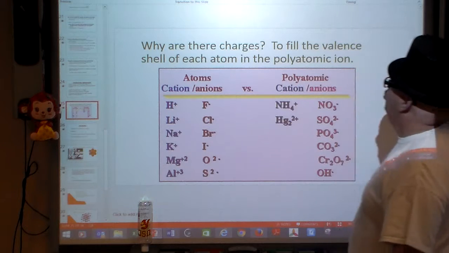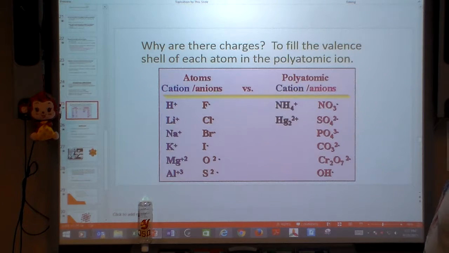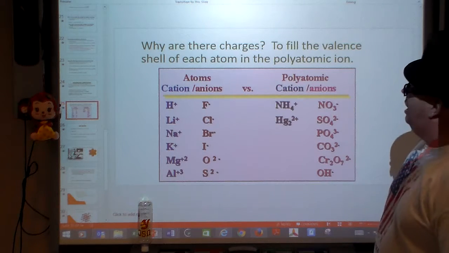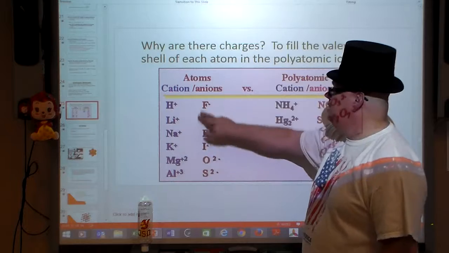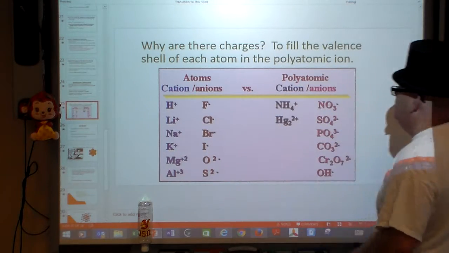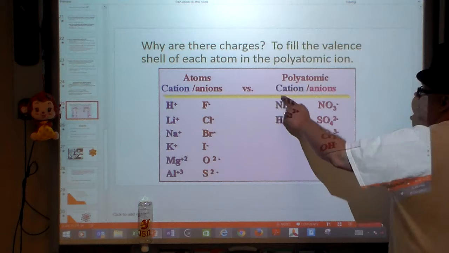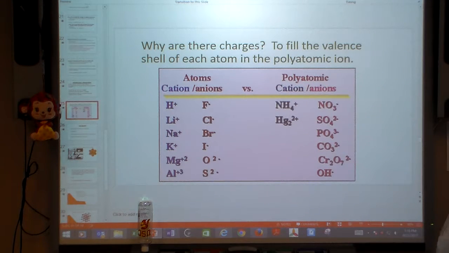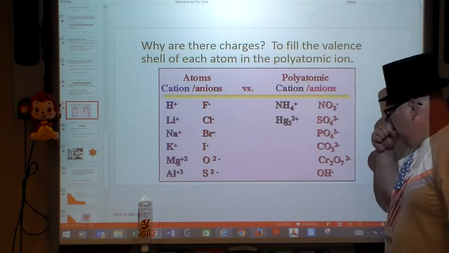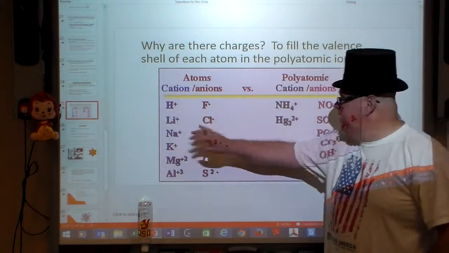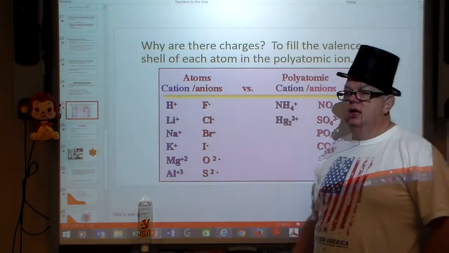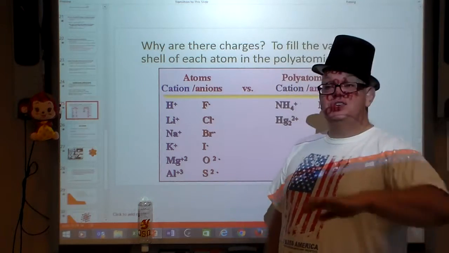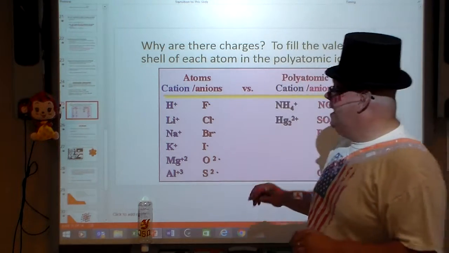Well, let's take a look. Why are their charges what they are? Again, it's filling the valence shell of each atom in the polyatomic ion. So here we have our atoms, cations and anions. Here are our polyatomic cations and anions, and you can see that we have differences in there. So we could combine any of these with any of these, and we can make a chemical out of it. We can have a chemical formula for it. Now, it doesn't say whether it's stable or whatnot. That's another issue.